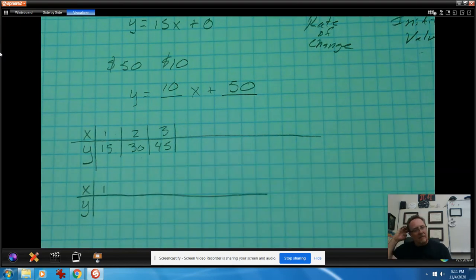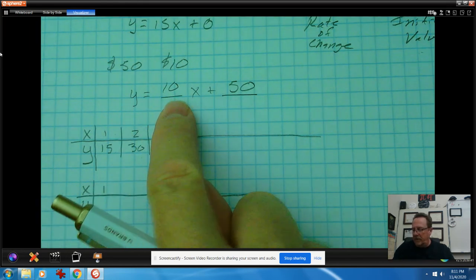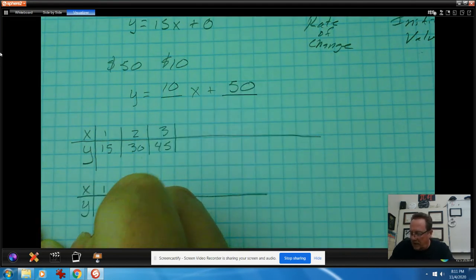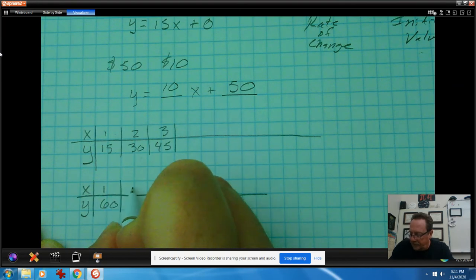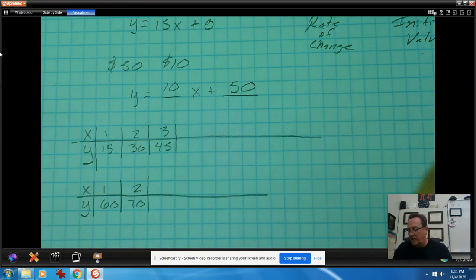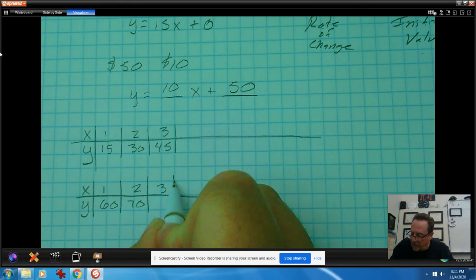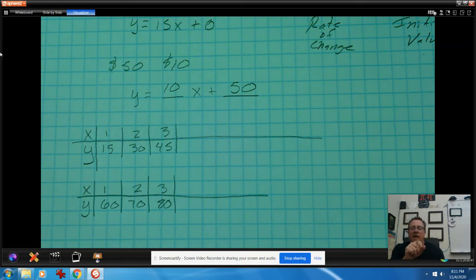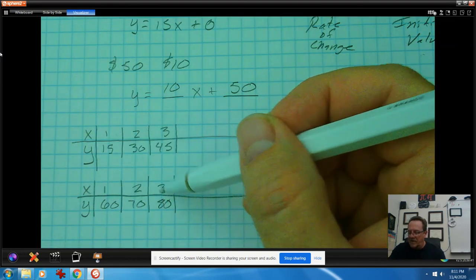To get one hat, we have to first pay $50. And then they're going to charge us $10 per hat. So I have to pay my 50 plus 1 times 10, which is going to give me $60 for one hat. 2 hats are going to cost me $70. 3 hats will cost me $80, and so on, because there's an initial fee of $50 plus you're going to take this number times 10 and add that on.